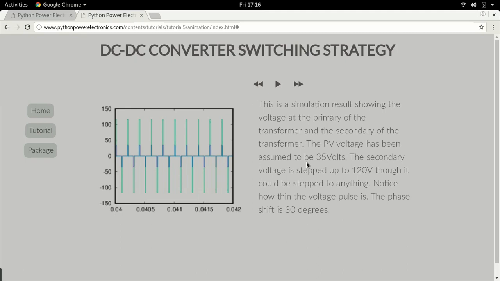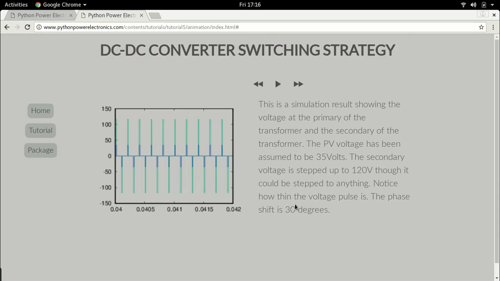Here the PV voltage has been assumed to be 35 volts. The transformation ratio is that the primary of the transformer has a rating of 35 volts and the secondary has a voltage of 120 volts. Now, as I said before, these are just sample voltages. Later on, I'll design an actual tutorial with power extraction.